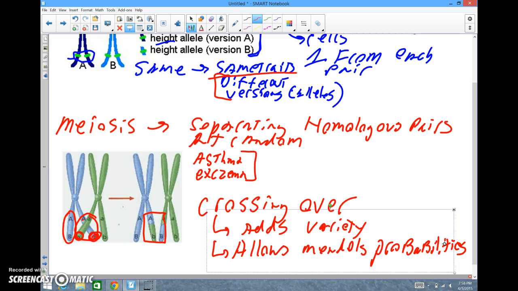All right, so we haven't actually gotten into meiosis, but we're going to stop here, and I want you to try and keep in mind what haploid is, what diploid is, and what a homologous chromosome is. Those are the three huge takeaways from this presentation.